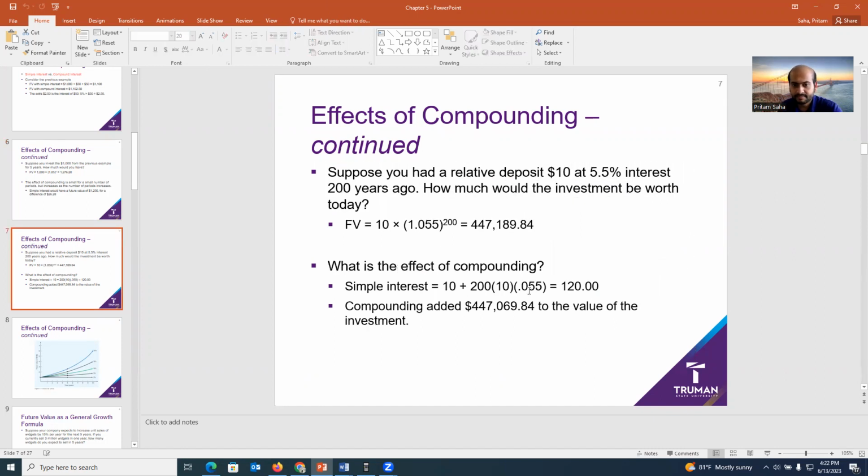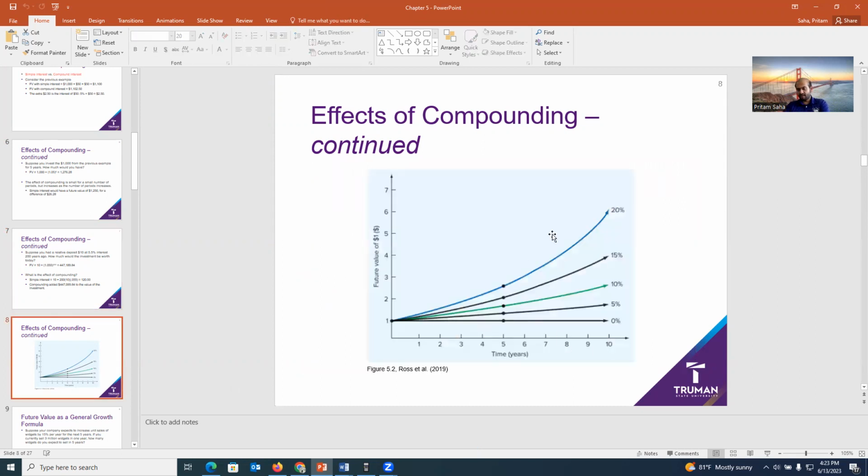But for 200 years at 5.5%, we are not talking about a way higher interest rate, we're talking about a way higher number of years. On the simple interest method, the value is 120. We're investing $10 at a 5.5% interest rate for 200 years. On the other hand, the value is this much more on the compound interest, which is because of the number of years.